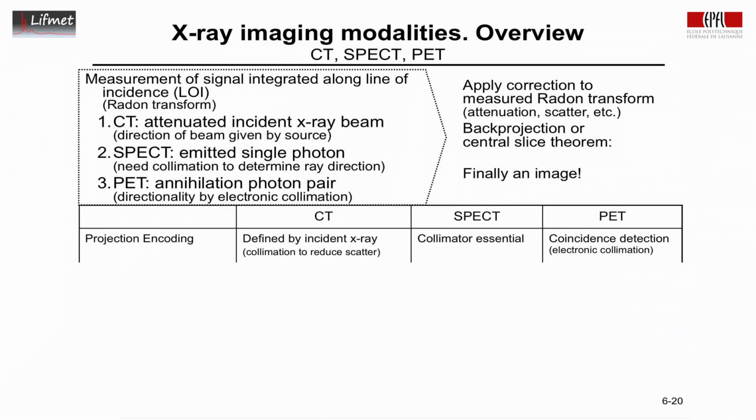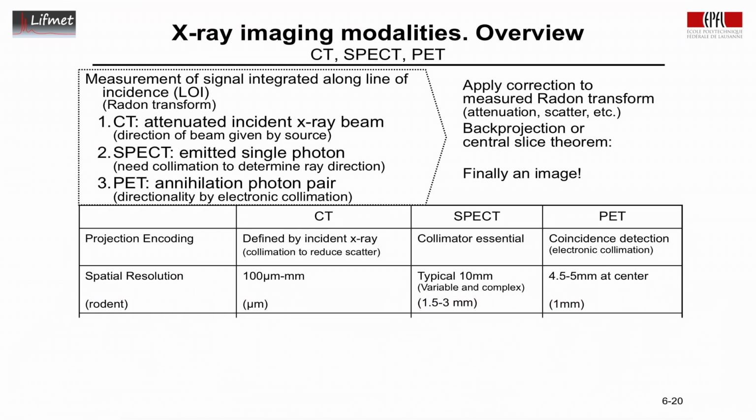So let's summarize here the projection encoding. The projection encoding is defined by the incident X-ray. One does use collimation to reduce scatter. For SPECT, we need a collimator, that's essential. There's no other way we can establish the directionality of the photon. And for PET, it is coincidence detection that does the projection encoding, or as it's also called, electronic collimation.